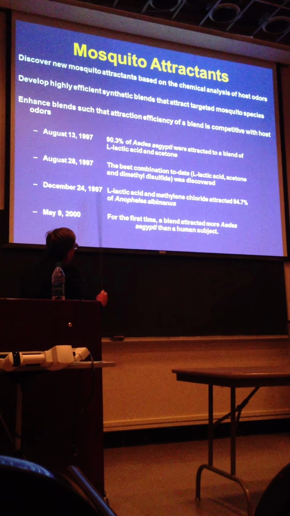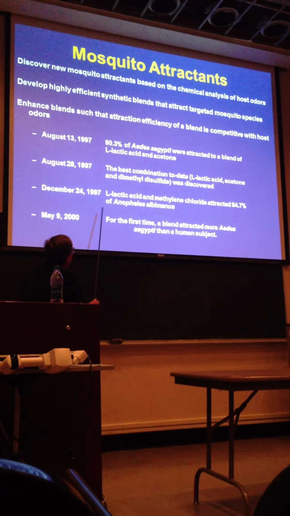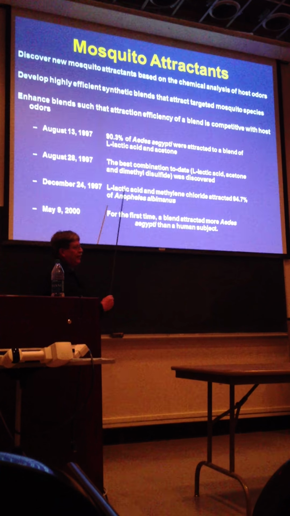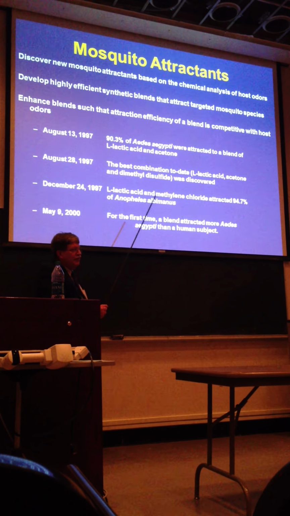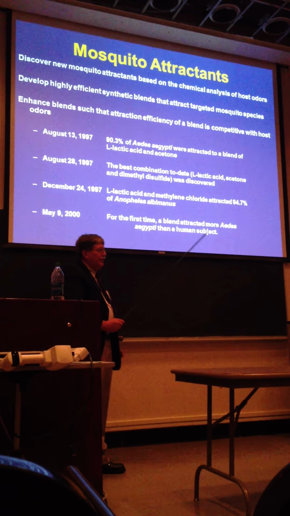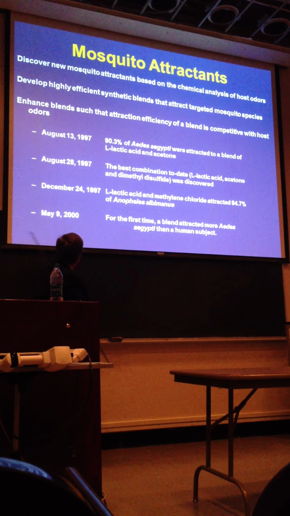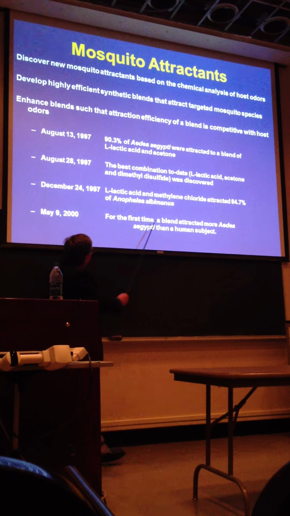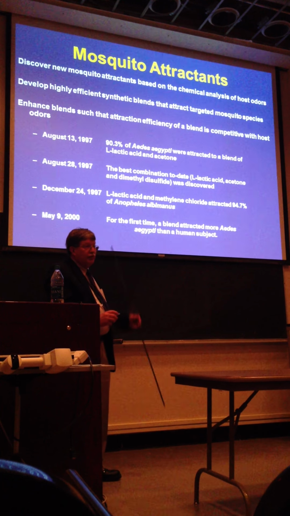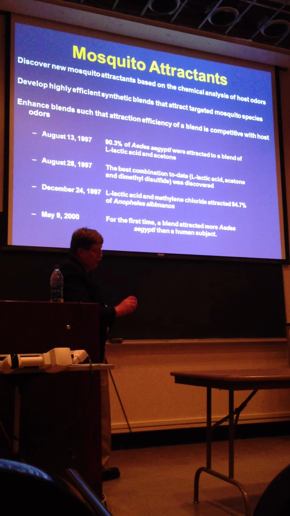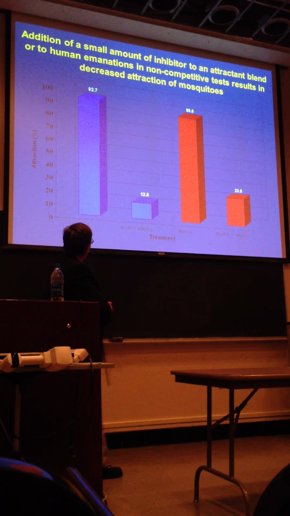And we tried to use it commercially, but it's really hard to control the release of acetone in the commercial world. So we got beat out by the Germans. They came up with one where they used ammonia for Aegypti, and it's easy for them to control, so they have a good market. So for the first time in 2000, we were able to develop a blend where the synthetic blend got a better response than the human hand.